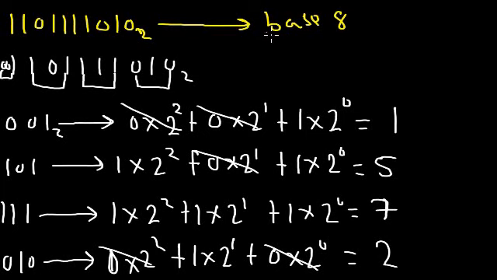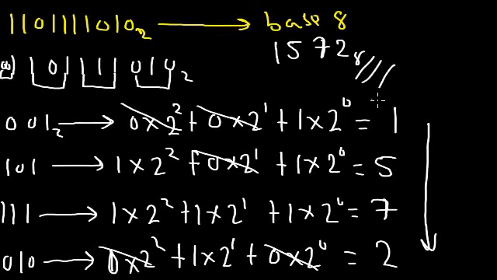So therefore, this in base 8 corresponds to, since this tends to occur, it means we are selecting them downward like this. So that should be 1572. And this is my final answer. As you can see, this is how it works.